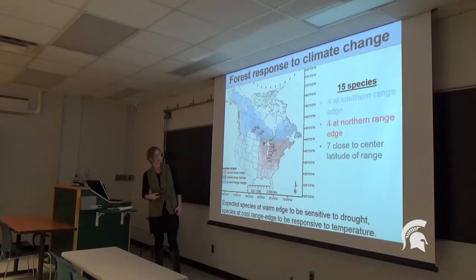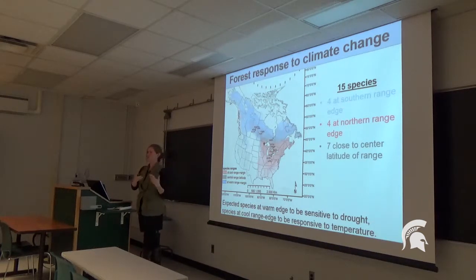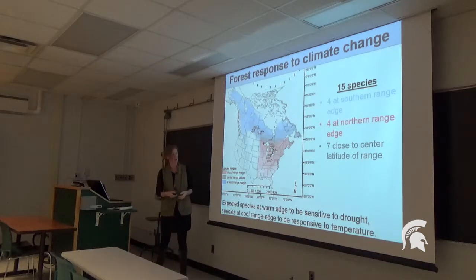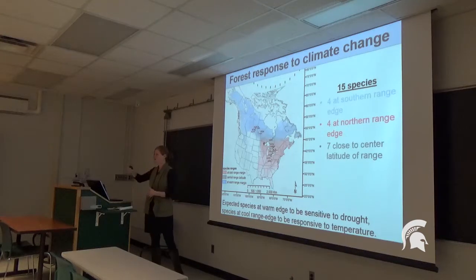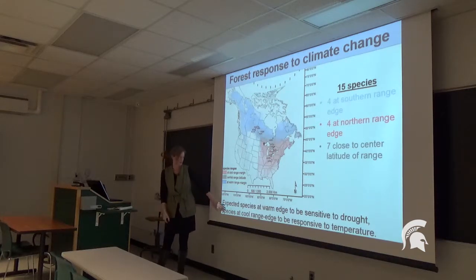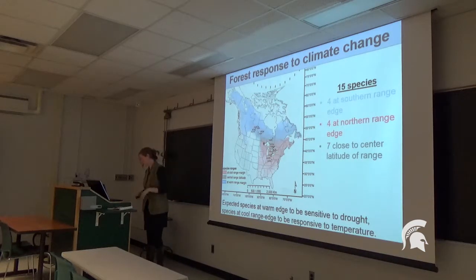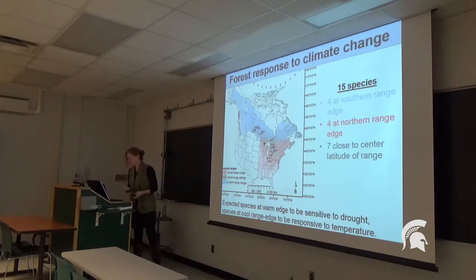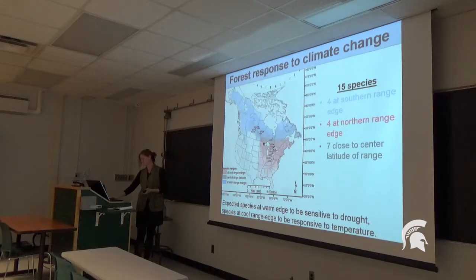So we were interested in what it means if these species are growing at their southern edge, where they're more exposed to warmer temperatures than the mean in their range. Or what about the species that are growing at their northern edge? As the temperature warms, they might be exposed to more favorable conditions than they've known in the past. We looked at these varying species relationships, and our expectation was that some species at their warm edge would be more sensitive to things like drought, whereas species at their cool range edge might be more responsive to things like temperature.